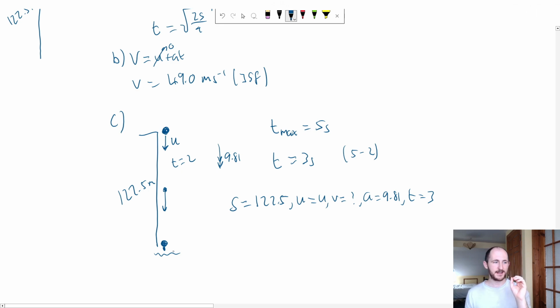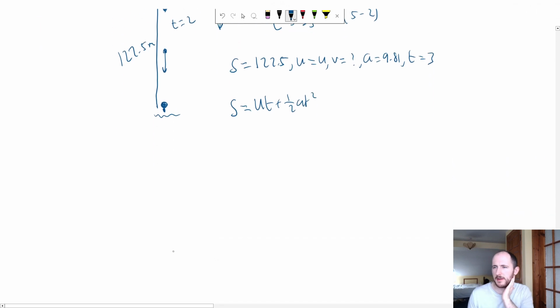Hopefully that makes sense. The equation is probably going to be, yep, s equals ut plus half at squared. Plug in the numbers, or should we rearrange? Let's just plug in the numbers. 122.5 equals u times 3, so 3u.